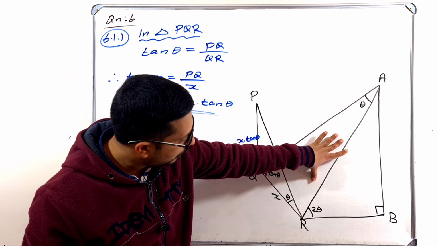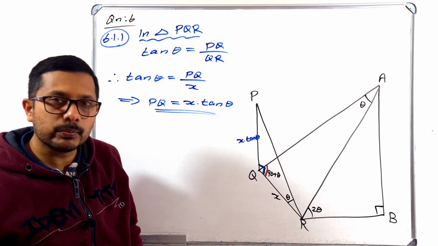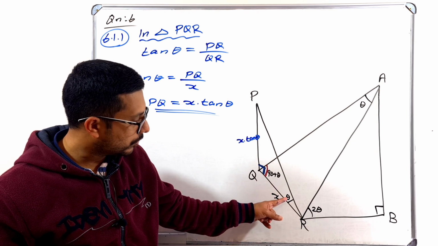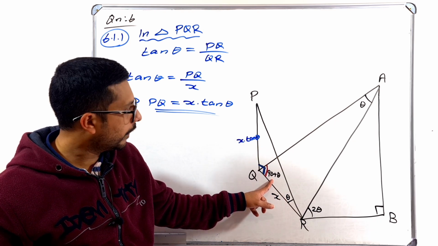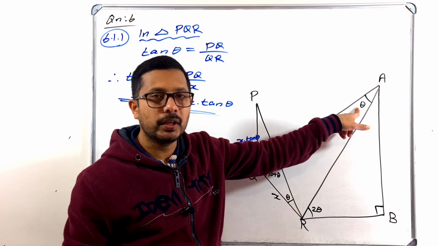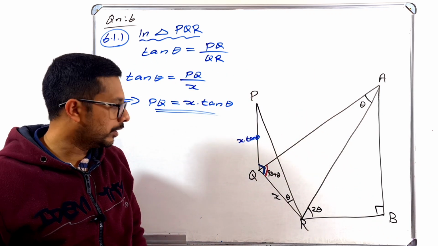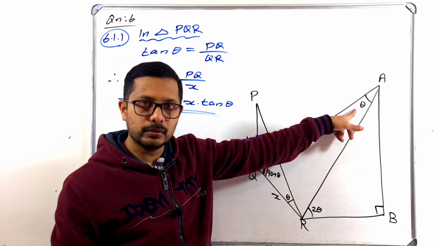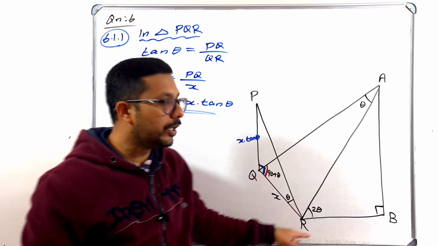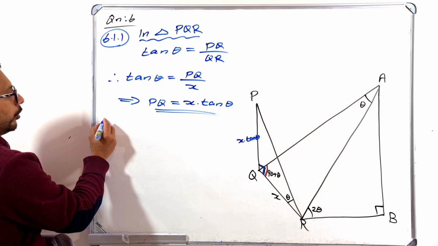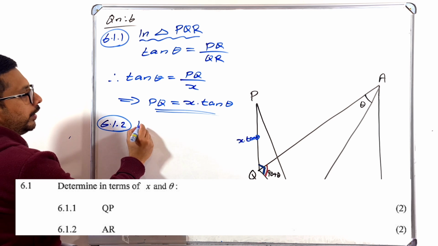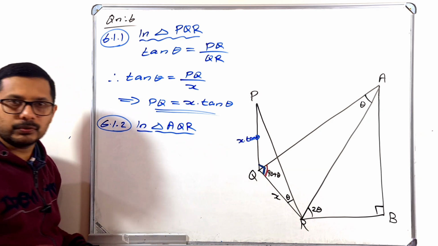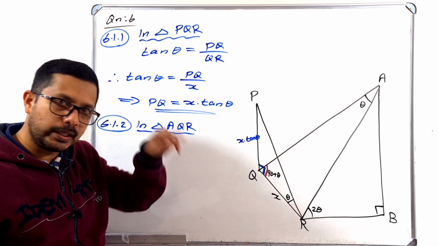To find AR, which triangle can we take in terms of x and theta? So x is here, and theta is also here and here, 90 plus theta, or theta is here also. So you will get an idea which triangle you want to take. This big triangle AQR. So 6.1.2, in triangle AQR, identify that triangle. If you want, pause the video and highlight it in your question paper.